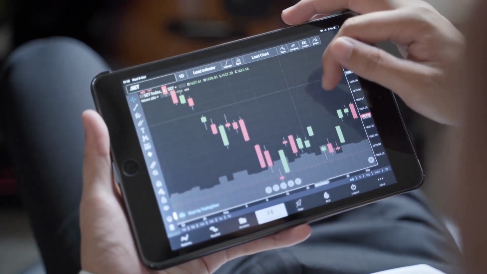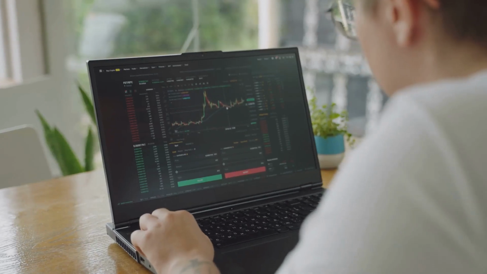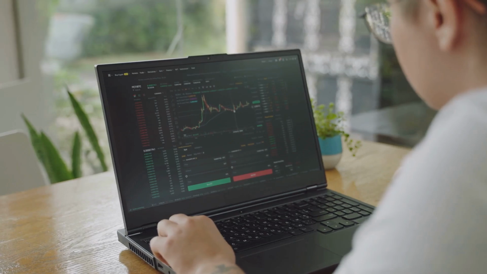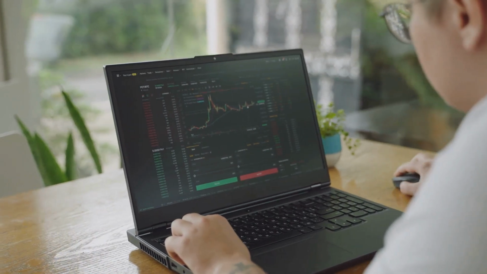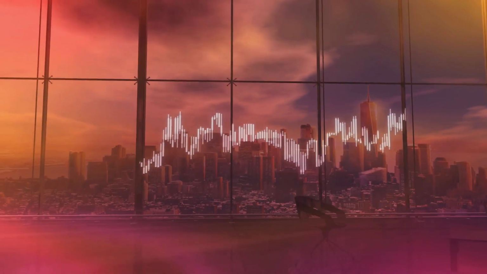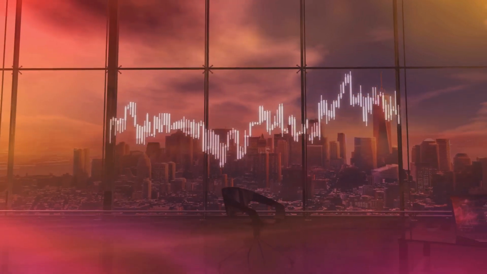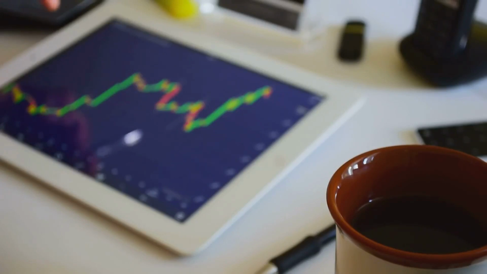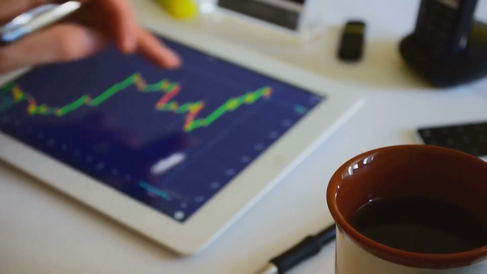Technical indicators: Average True Range, ATR, measures market volatility and helps determine appropriate stop loss and take profit levels. Moving averages smooth out price data to identify trends and potential support and resistance levels. Relative Strength Index, RSI, a momentum indicator that identifies overbought and oversold conditions.